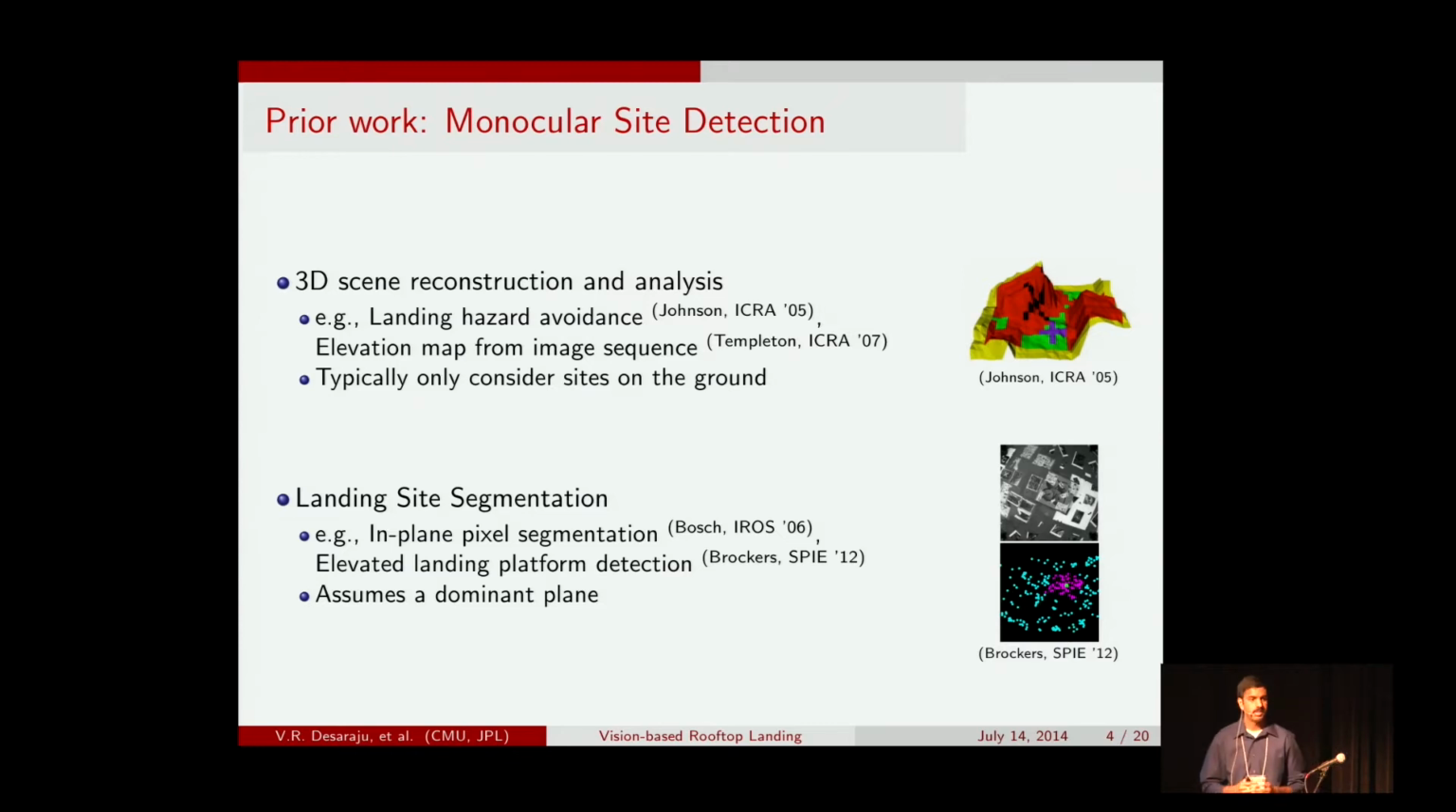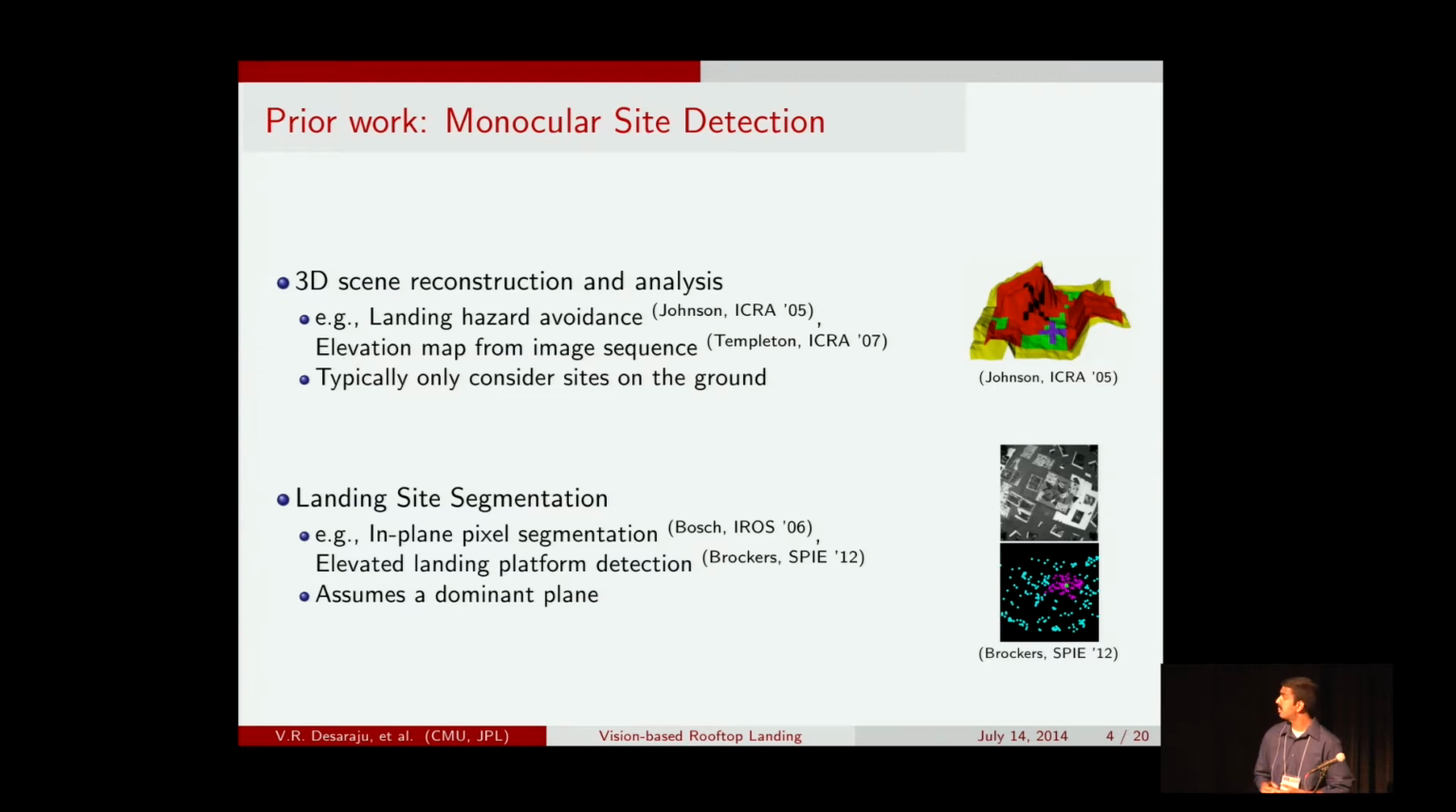There have been many approaches addressing both of these challenges. In terms of landing site detection, here I've illustrated a few approaches that rely on monocular vision, simply because that's amenable to these SWaP-constrained vehicles. Many of these approaches try to reconstruct a 3D model of the scene that they're seeing, and then analyze this to identify potential landing sites, as shown in this top figure. However, these approaches are typically concerned with identifying landing sites on the ground, and in essence, trying to avoid clutter or hazardous objects on the ground.